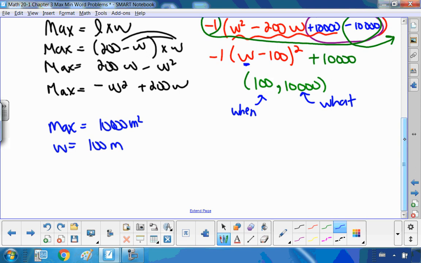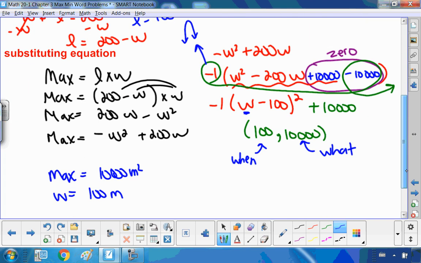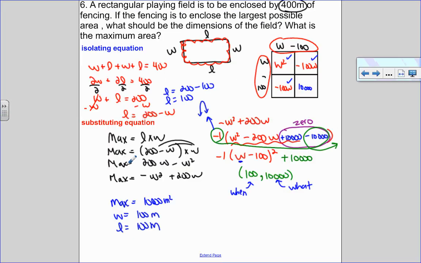Now let's figure out the length that goes with that. There we are. The length is 200 minus W. And we just know W is 100, so 200 minus 100 is 100. So that means that my length is 100 meters. So let's look at this all together, and let's just check with the question. It says, what should the dimensions of the field be, and what is the maximum area? So here are the dimensions, 100 by 100, and here is the maximum area of 10,000 meters squared.